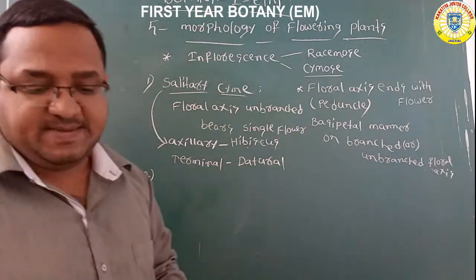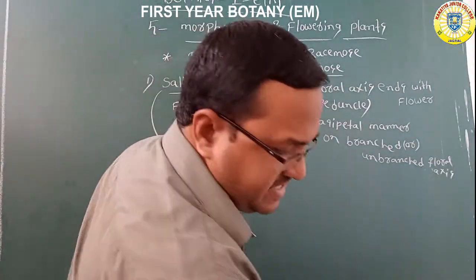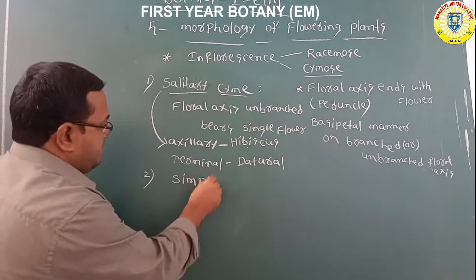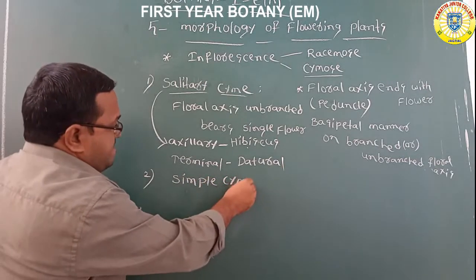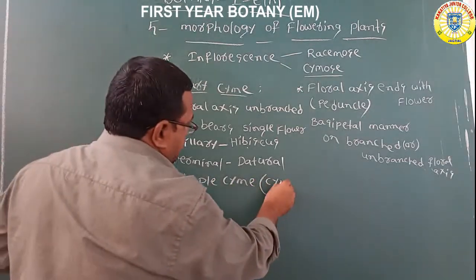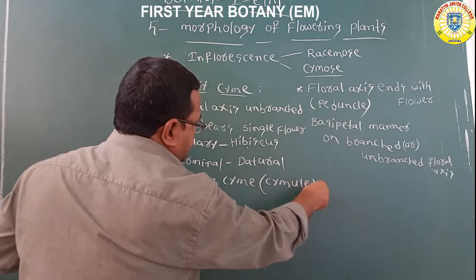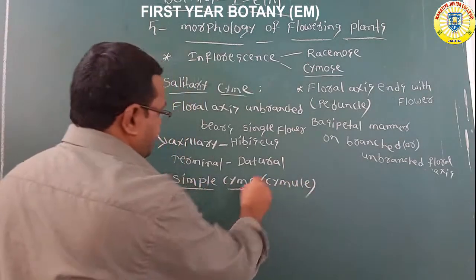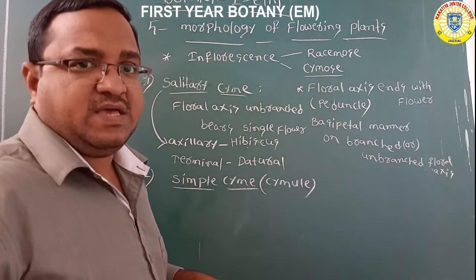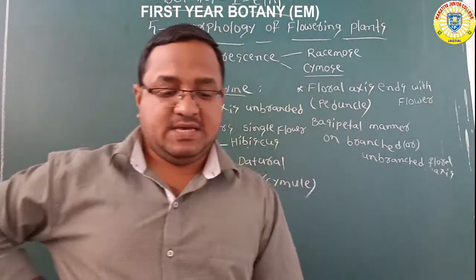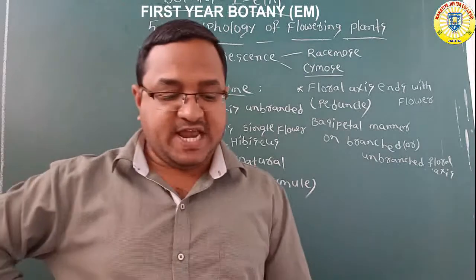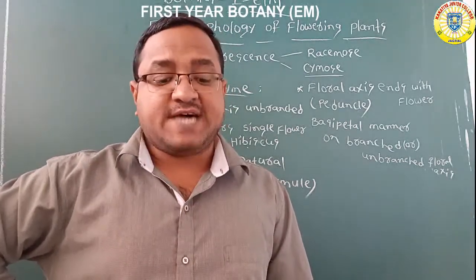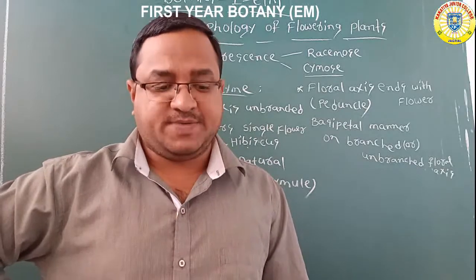Next, simple cyme, that is also called cymule. But what is simple cyme? Especially in bougainvillea or in jasmine, you can see a three flowered cymose inflorescence.